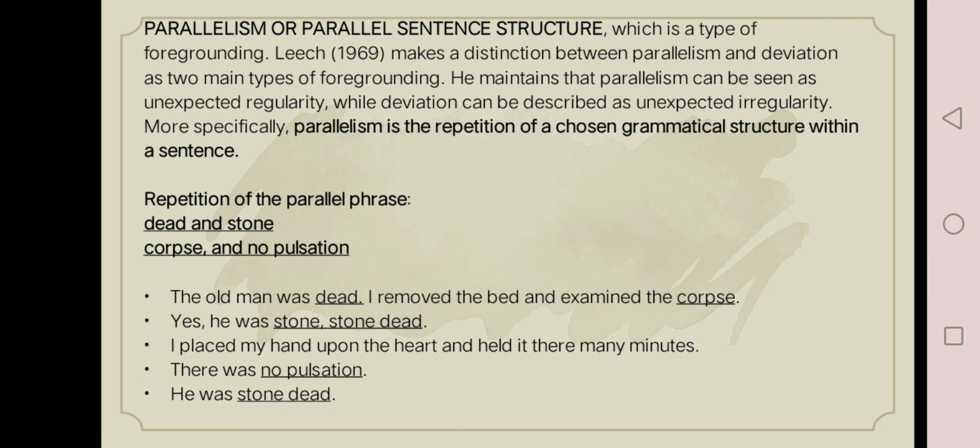More specifically, parallelism is the repetition of a chosen grammatical structure within a sentence. Notice the repetition of the parallel phrase dead and stone, where the same word is literally repeated, or a different word with the same grammatical category, like the corpse and no pulsation.